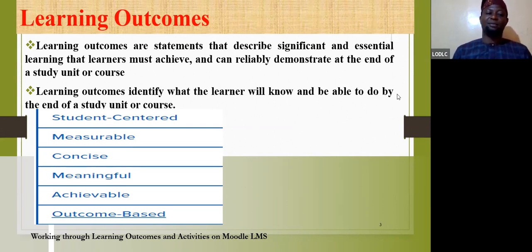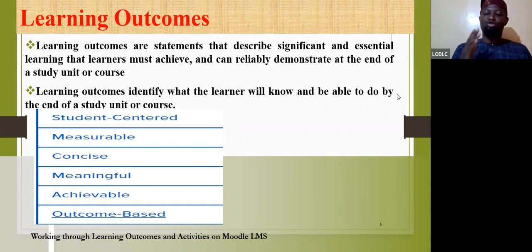So as I was saying, learning outcomes are statements that describe significant and essential learning that learners must achieve and can reliably demonstrate at the end of a study unit or a course. Learning outcomes identify what the learner will know and be able to do by the end of a study unit or a course. So the following are the essential elements of the learning outcomes.